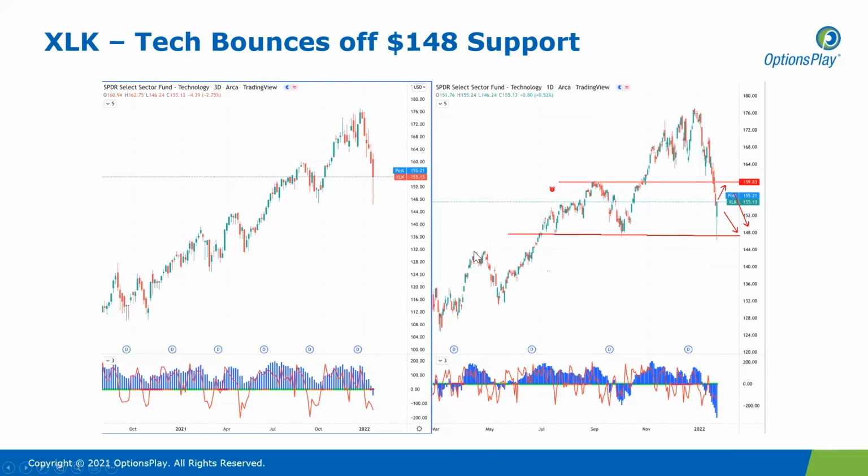And should 148 break, the next level that I'll be looking at as a resistance level would be this 144 area or so, which price did form a resistance level in the past. Sorry about the lines there.